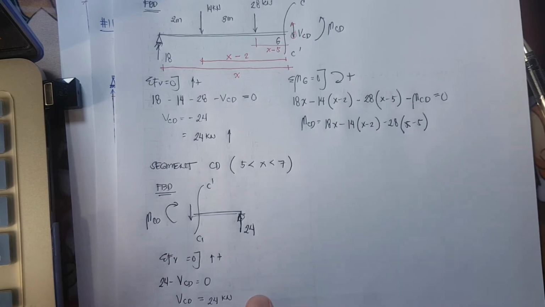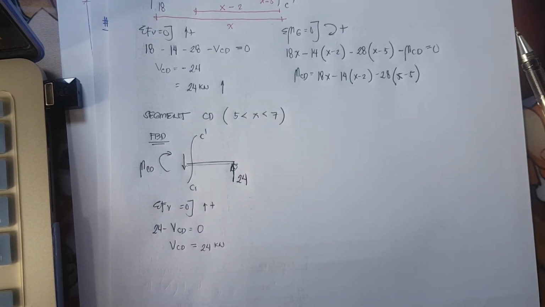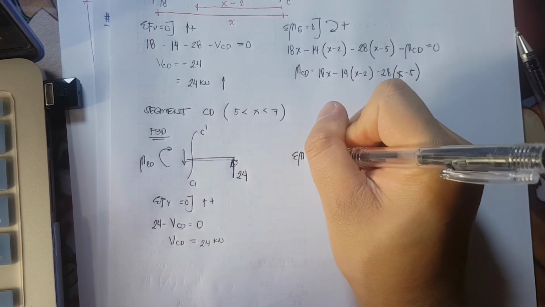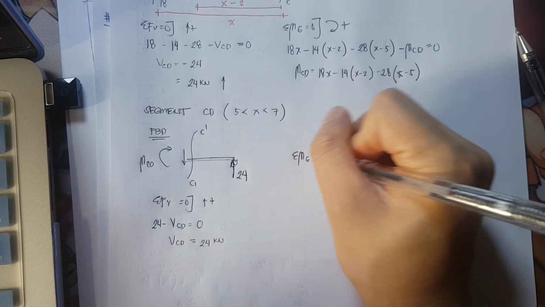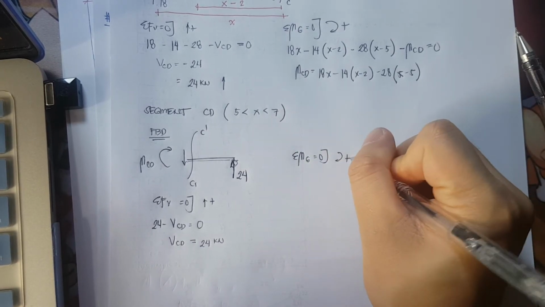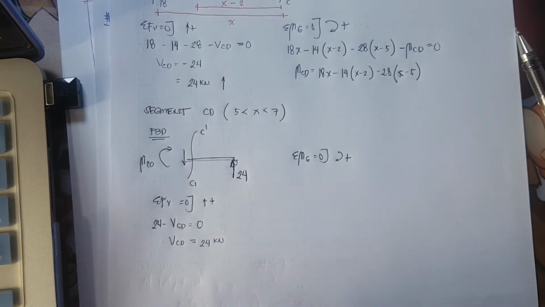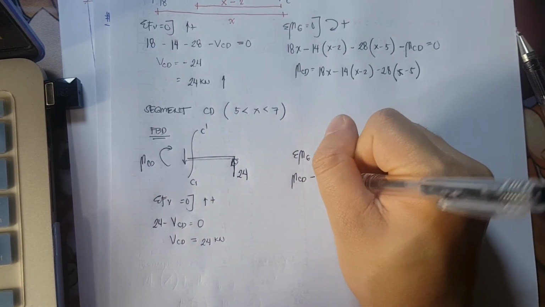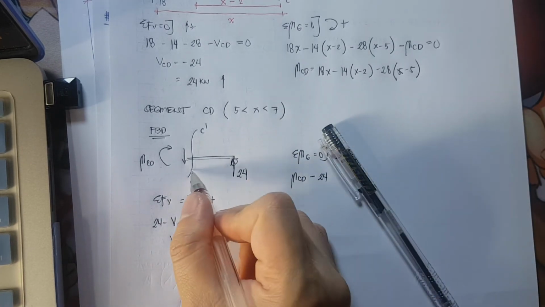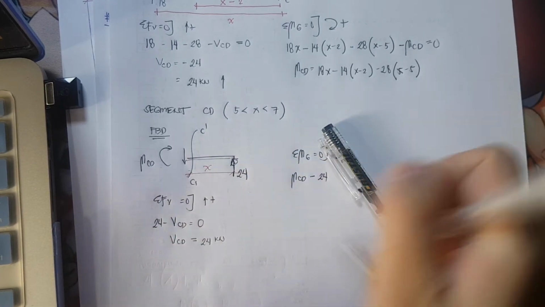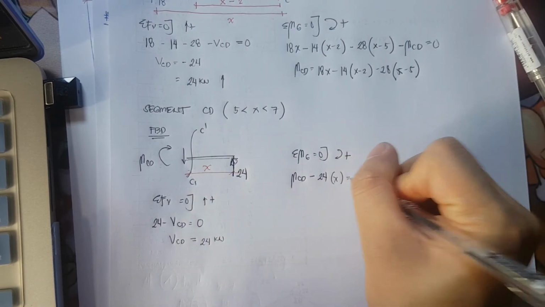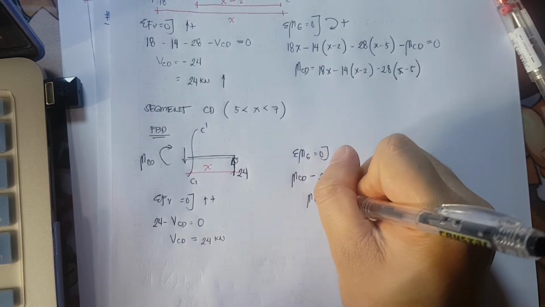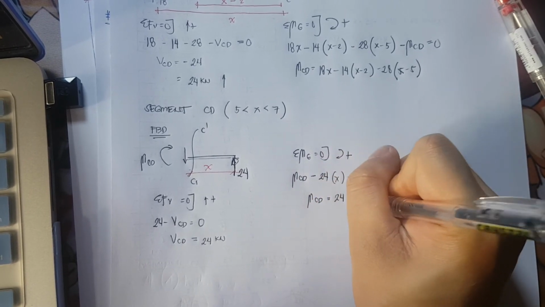Okay, so continuing, we have summation of moment at point G is equivalent to 0. All forces rotating clockwise should be positive. So we have here positive MCD minus 24. This time, ito naman yung distance, X. So times a distance of X is equivalent to 0. So MCD is equivalent to 24x.